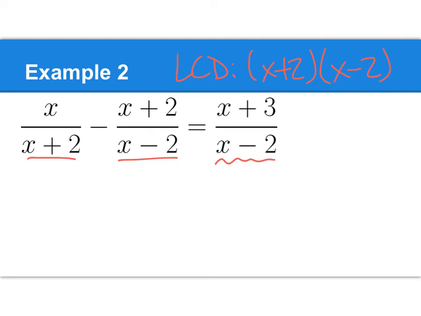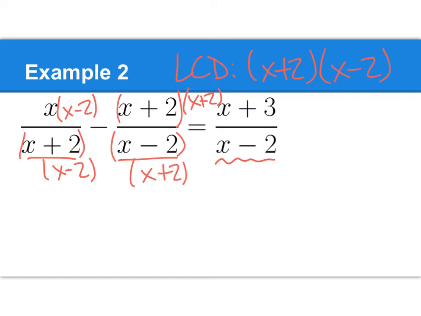As long as it's coming up at least as many times as it appears in any denominator, then we are safe. And this means that we will take the first rational expression and multiply top and bottom by x minus 2. We take the second rational expression, multiply top and bottom by x plus 2. And we go over to the right-hand side, and we need to multiply the bottom by x plus 2. That means multiplying the top by x plus 2.